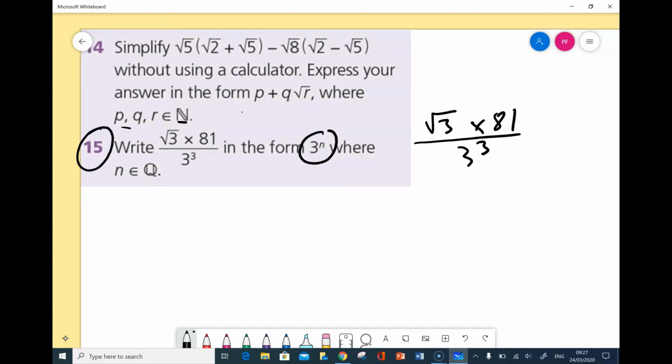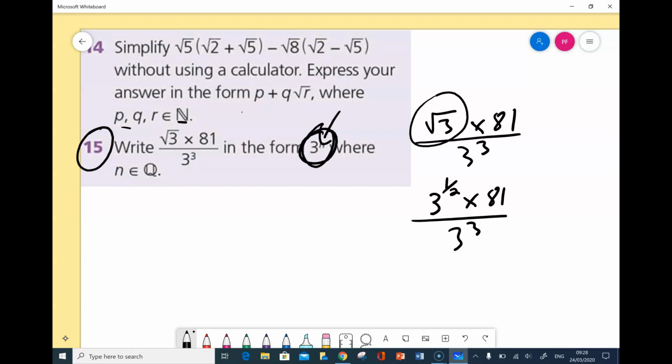So the square root of 3, well look, the first thing is they want the answer in indices, so they don't want any square root signs. So I'm going to get rid of the square root of 3. You might remember that a square root is the same as saying the power of a half, over 3 cubed.